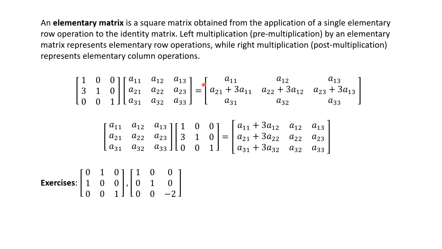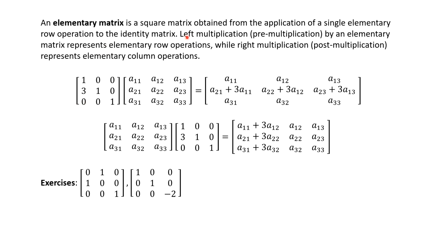So I have a couple of examples here. I should point out that the elementary matrices could be of any size. It could be 2 by 2, 3 by 3, 4 by 4, and so on. I just took 3 by 3 as the example here. So we take the identity matrix and we add 3 times the first row to the second row, and we get this here, and that's an elementary matrix.